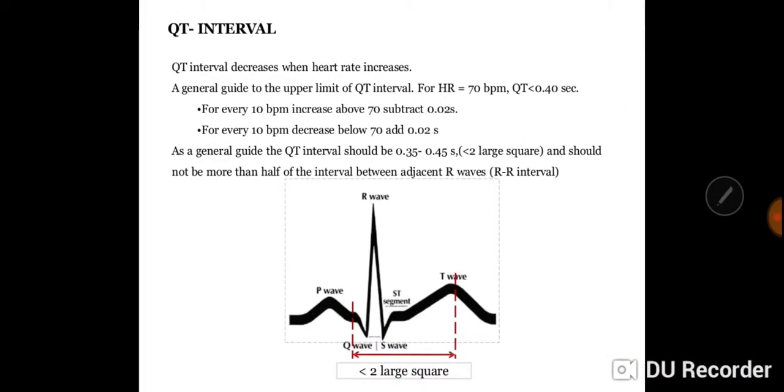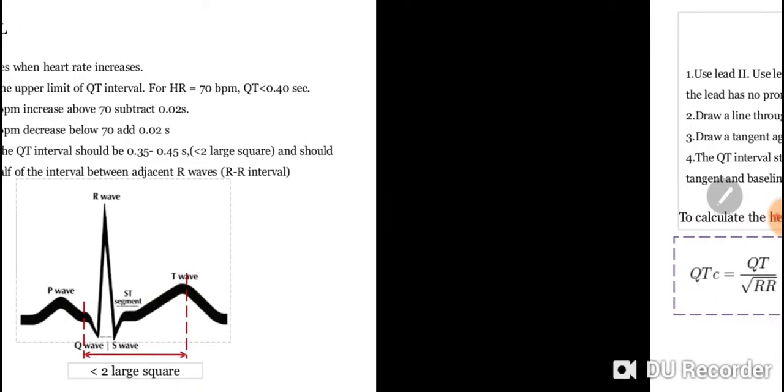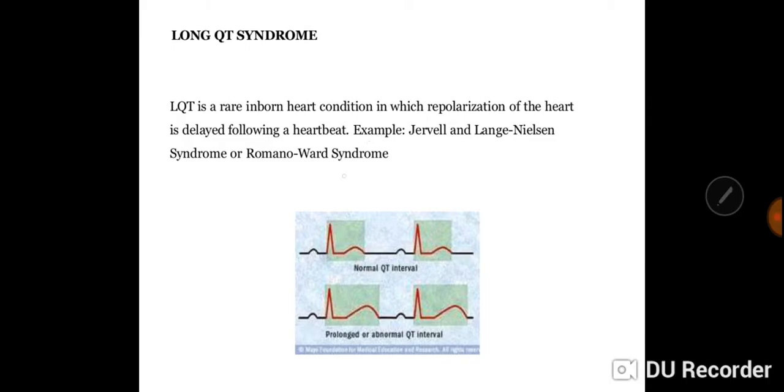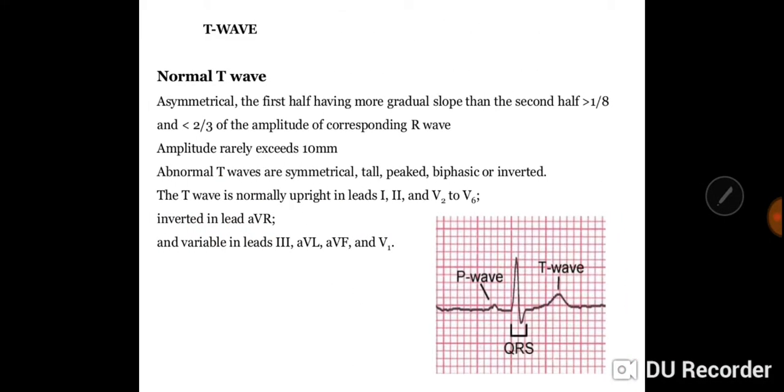About the QT interval. The most important thing is for you to learn long QT syndrome. It is a heart condition. Repolarization of the heart is delayed. These are the causes. Okay, let's talk about the T wave. A normal T wave rarely exceeds 10 mm. It can be tall, peaked, biphasic, or inverted.